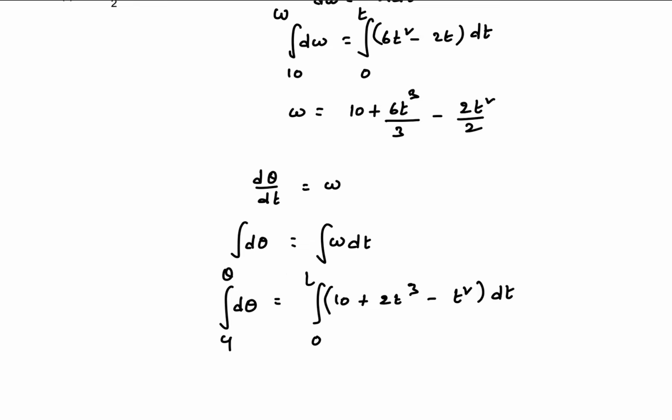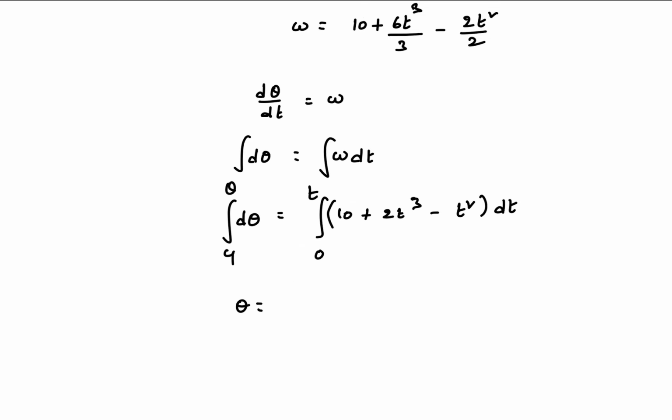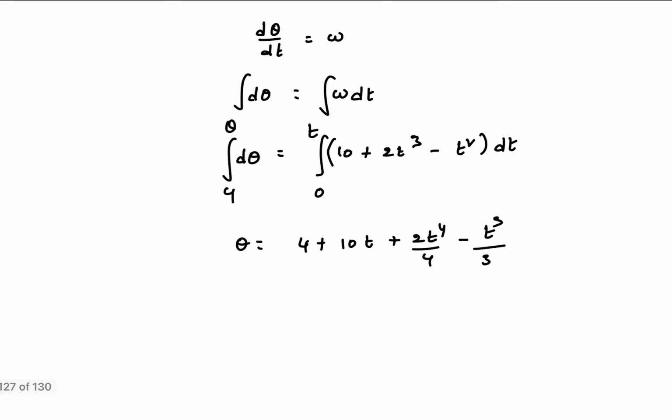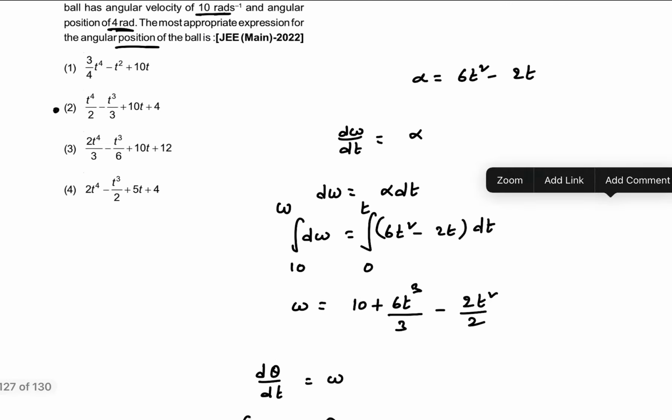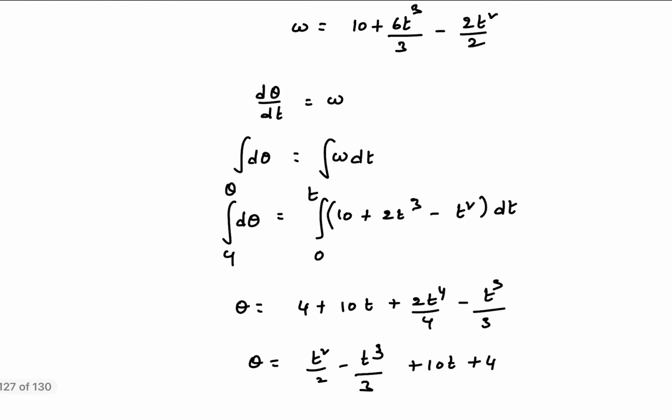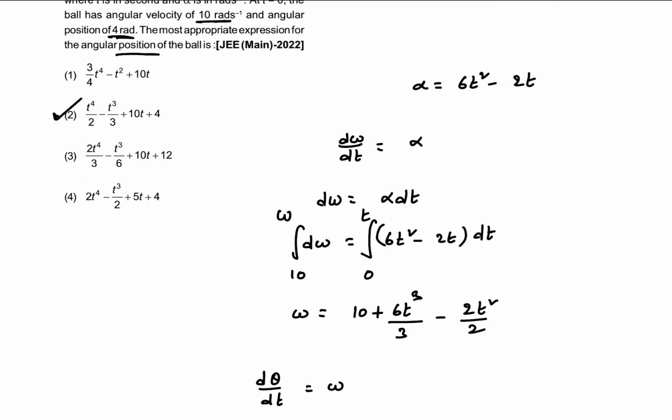Integrating from 0 to t, theta is equal to 4 plus 10t plus 2t to the power of 4 by 4 minus t cube divided by 3. So theta is equal to t to the power of 4 divided by 2 minus t cube divided by 3 plus 10t plus 4. This is the relation. You can observe that this relation is there in the second option, so the second option is the correct option.